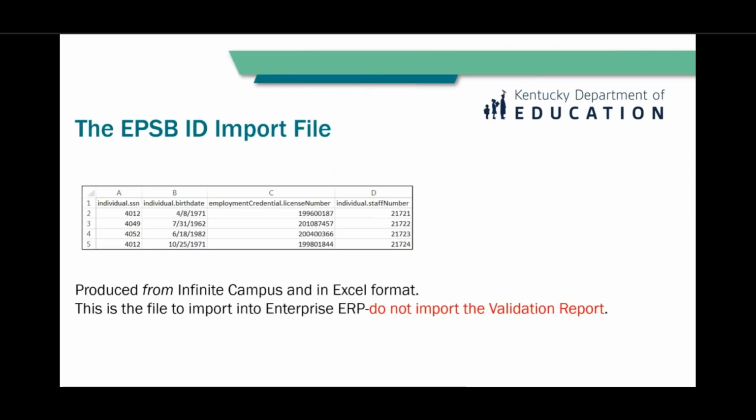This is what the EPSB-ID import file looks like that you should be importing over to EERP. It's produced from Infinite Campus and it's in Excel format. Do not import the validation report. Every year I have people try to import the validation report. They get errors. They contact me, and we realize they're just trying to import the incorrect file.